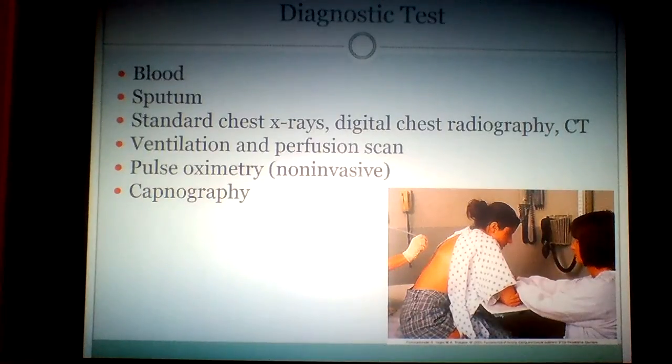You want to make sure that you are charting the amount and appearance of the fluid that you get out, and the condition of the patient. Did they tolerate the procedure well, and so on and so forth.